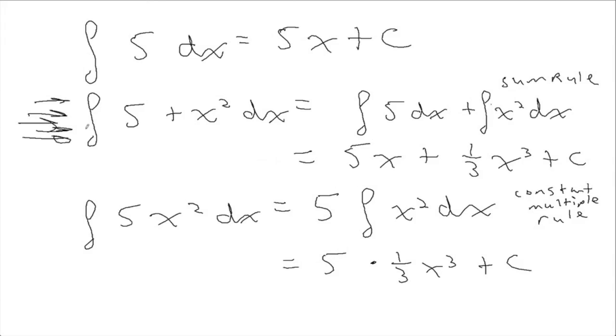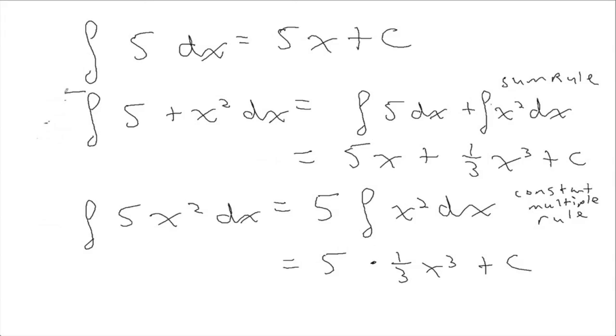In this example, did we take the antiderivative of the 5? Yeah, we do take the antiderivative of the 5 because it's added to the rest of the expression. How about in this example, did we take the antiderivative of the 5? No. Here we use the constant multiple rule, and we just take the constant out.